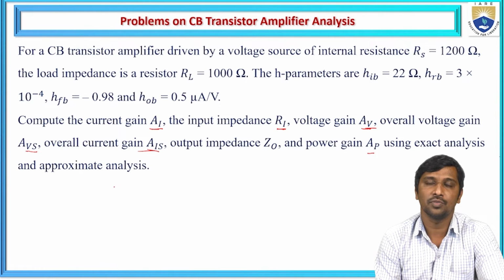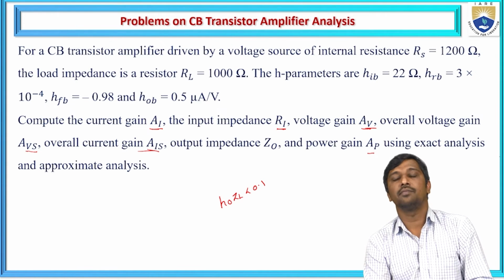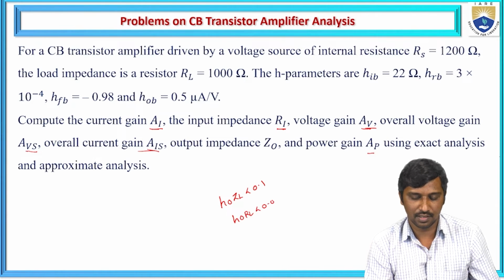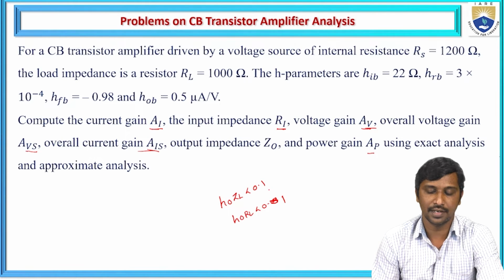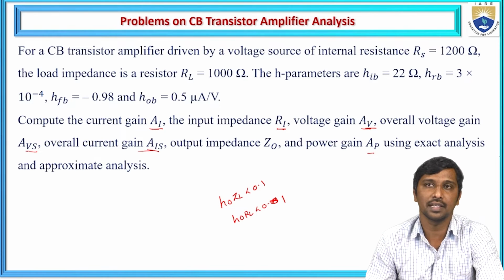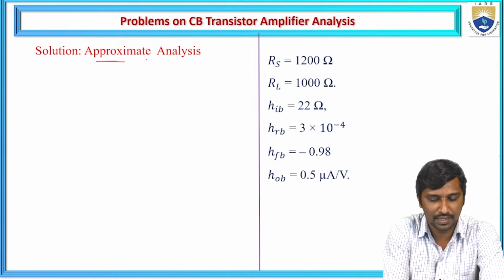Generally, when we go for approximate analysis, based on the configuration, HF times ZL must be less than 0.1, where ZL is nothing but the load impedance, that is, HF times RL must be less than 0.1. Then we can go for approximate analysis. Hence, for the same specifications, now we are going to observe the approximate analysis method. In that approximate analysis, we are going to calculate the parameters related to the common base transistor amplifier. So now I am going to choose this approximate analysis.